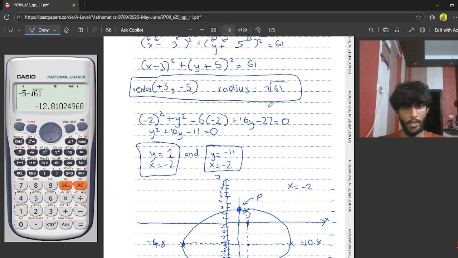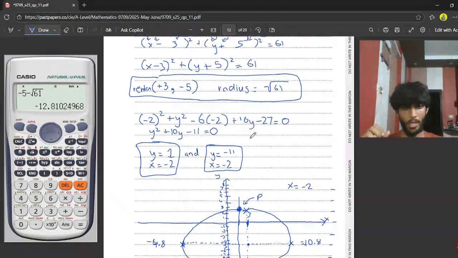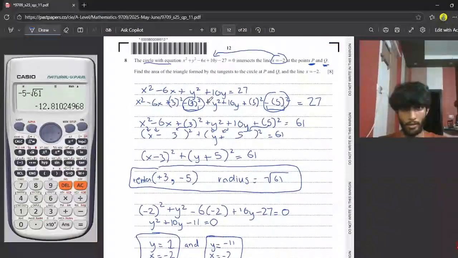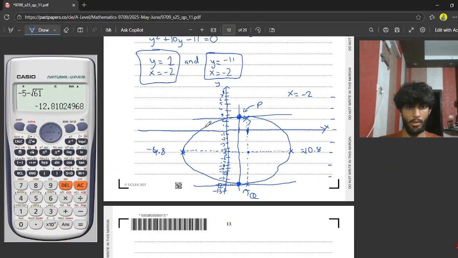And now what I have to find is the area of the triangle formed by tangents to the circle at P and Q. That is really interesting, because the tangent at P will sort of do this, and then the tangent at Q will sort of do this. So where do I have a triangle? The area of the triangle formed by the tangents. I don't really see a triangle over here. That is interesting.